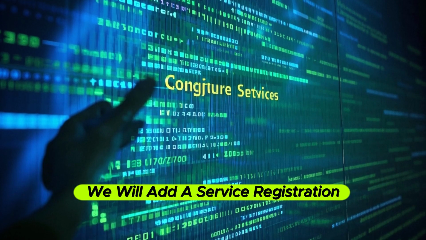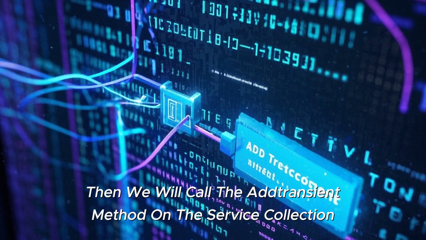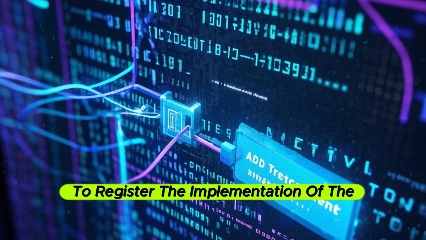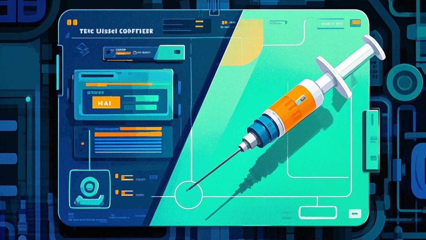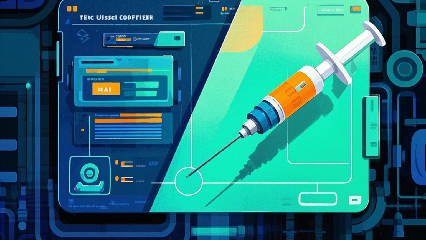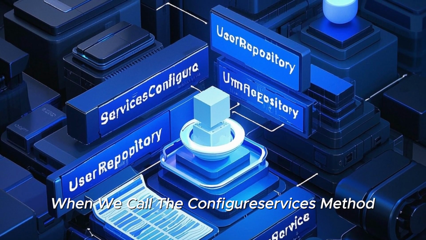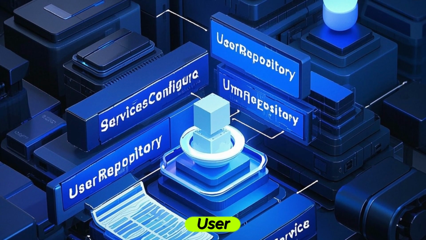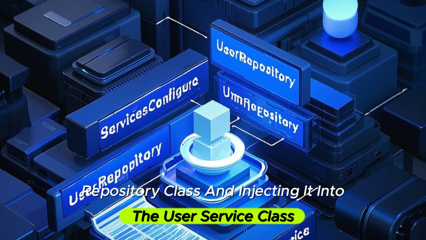we will add a service registration for the user repository interface. Then we will call a transient method on the service collection to register the implementation of the user repository with the interface. Now we can inject the user repository into the user service by simply referencing it in the constructor. When we call the ConfigureServices method, the service collection will take care of creating an instance of the user repository class and injecting it into the user service class.